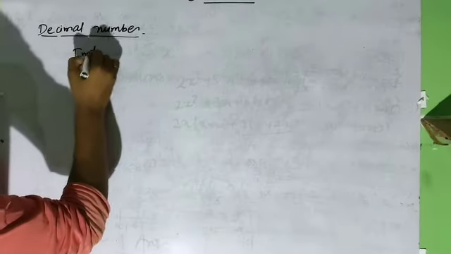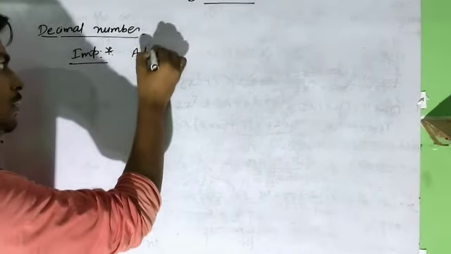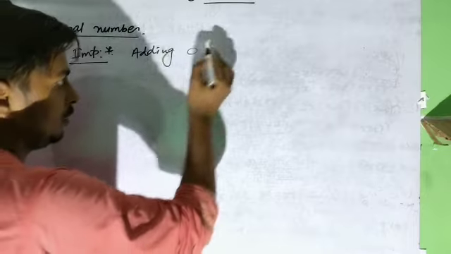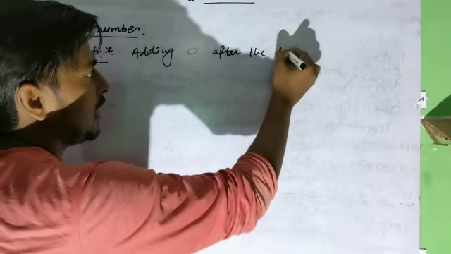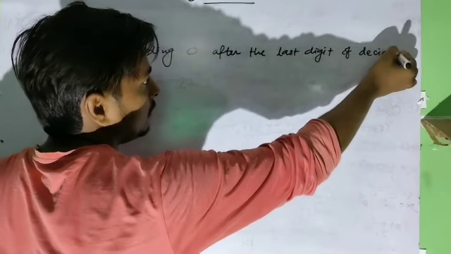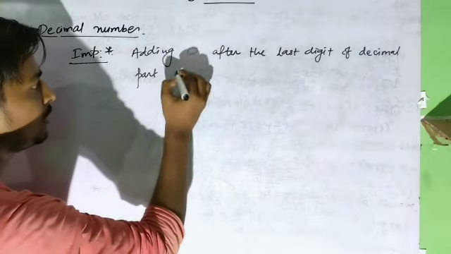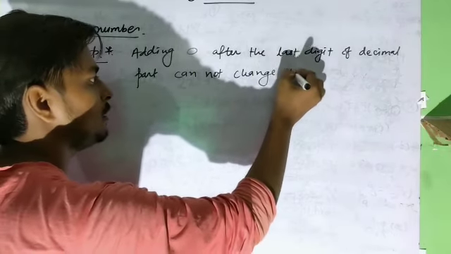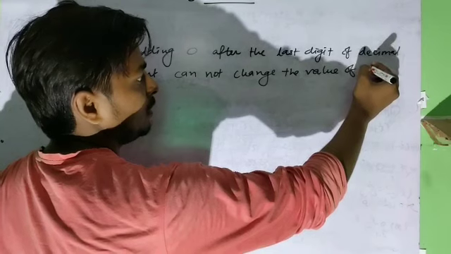Very important point, you can take it as a star: adding zero after the last digit of the decimal part cannot change the value of the number.